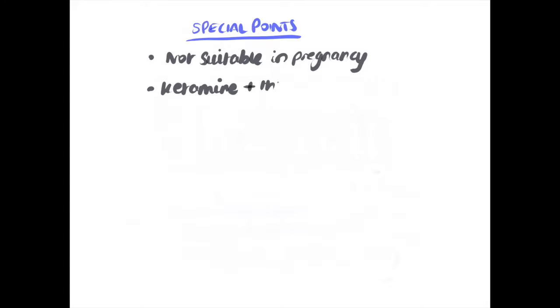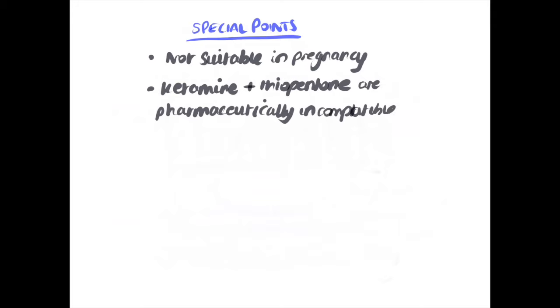Special points. Ketamine shouldn't be used in pregnancy, however it can be used in children. Ketamine and thiopentone are physically incompatible and shouldn't be used immediately after each other or together, and there is some debate regarding the safety profile of ketamine in porphyria. The latest anaesthetic tutorial of the week felt that it was safe in porphyria, but when you look at the BJA Education latest article, it actually argued that it was unsafe in porphyria. So at the moment, there does exist some debate between those two.